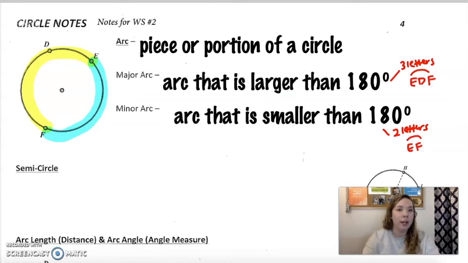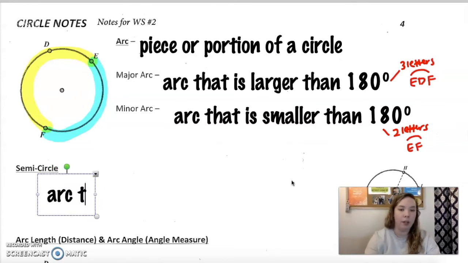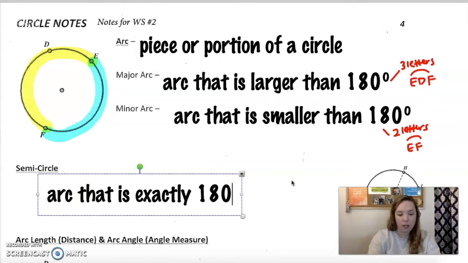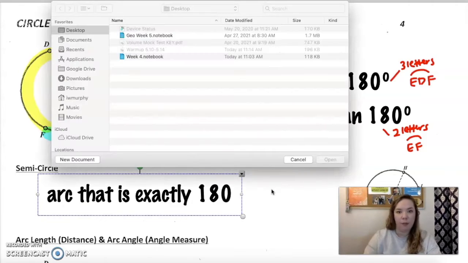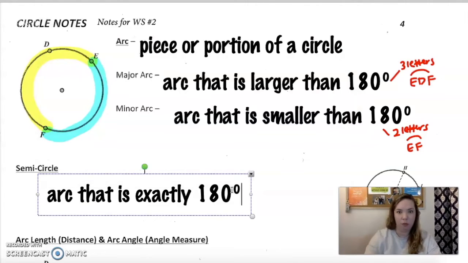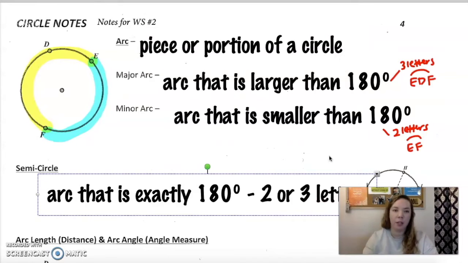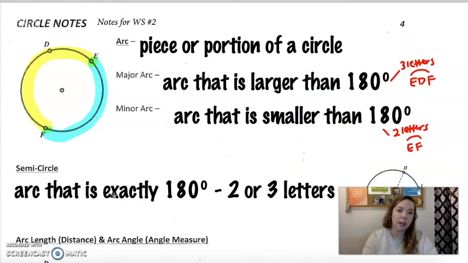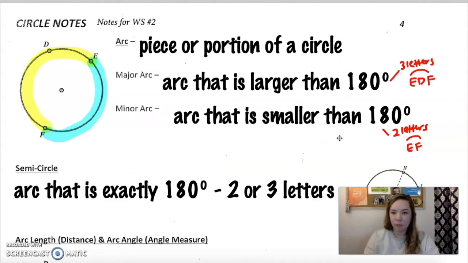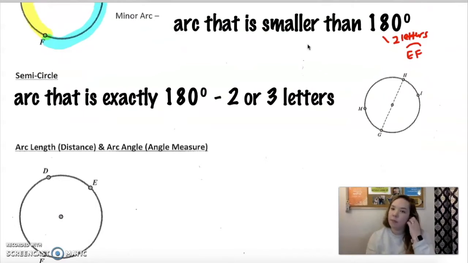A semicircle is an arc that is exactly 180 degrees. It can be 2 or 3 letters, whatever your preference is for that one. Since it kind of fits into both major and minor, it can be 2 or 3 letters when you name it. So if we are looking at this picture over here on the right, you could do like HMG, or you could do just HG or GH.